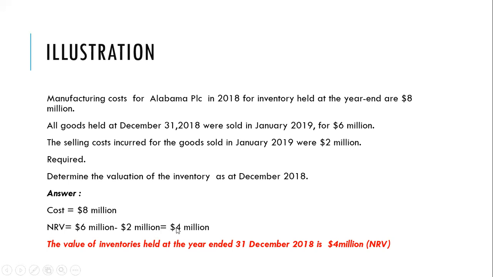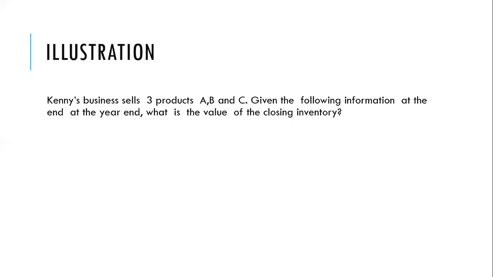So the net realizable value of $4 million is less than the cost of $8 million. So which means for us to be following the requirements of IAS 2, that means the valuation of inventory as at 31 December 2018 should be $4 million. We have to go for the lower of the cost and net realizable value, which is $4 million in this case study. Okay, let's look at another calculation.